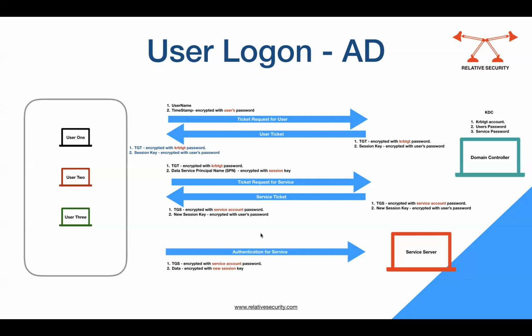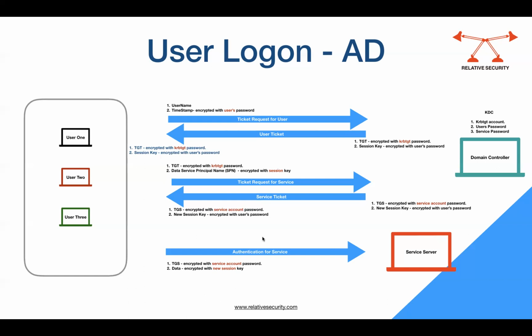Now, when this information, the TGS and the new session key, reaches the user, the TGS is something the user cannot decrypt because it has already been encrypted using the service account password. The new session key, however, is encrypted using the user's password and the user is going to decrypt it. It will take out the new session key, add whatever authentication data it wants to send to the service server, and encrypt that data with the new session key that has been provided.